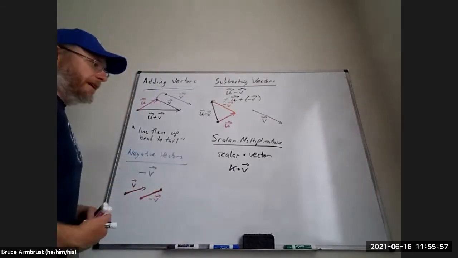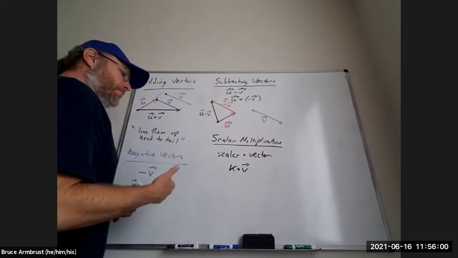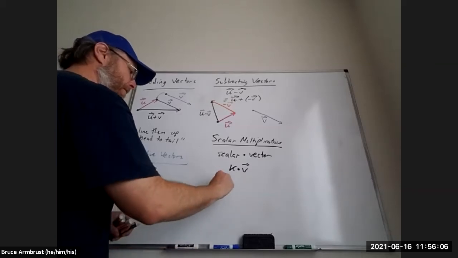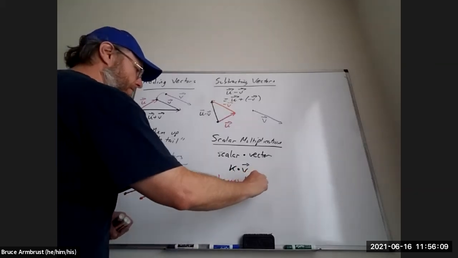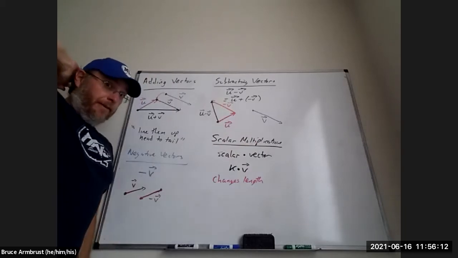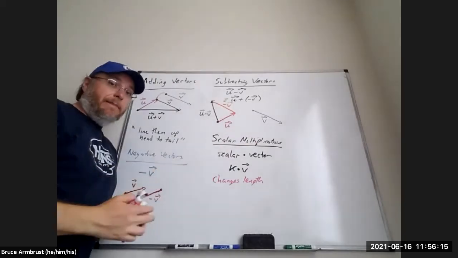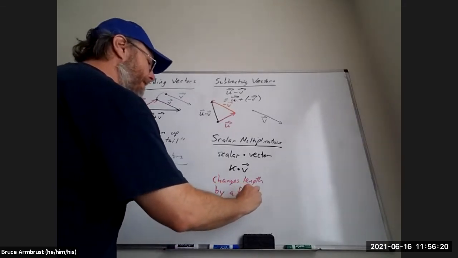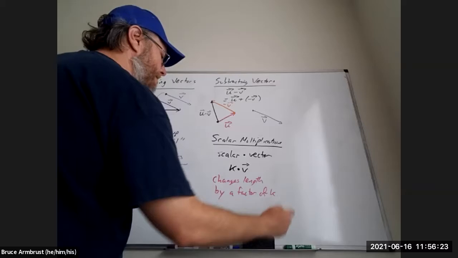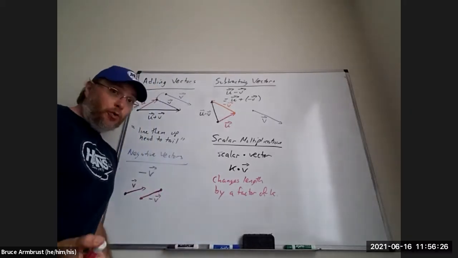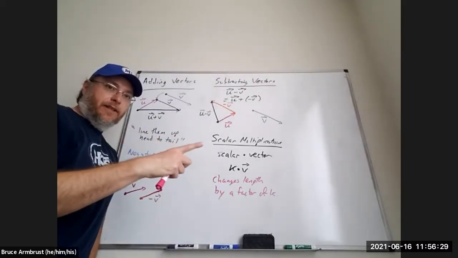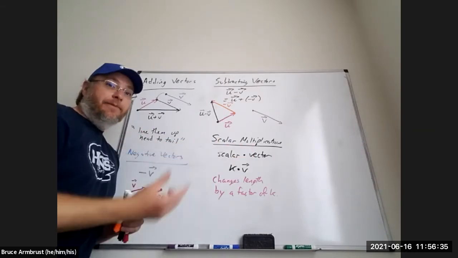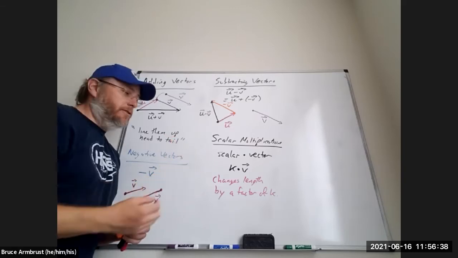When we take a vector and multiply it by a scalar, what happens graphically is that this changes the length. It changes the norm of the vector. It changes its magnitude, by a factor of k. So if we had, say, 2 times v, your vector is twice as long. 5 times v, it's 5 times as long. A half times v, it's half as long. So it changes the length.